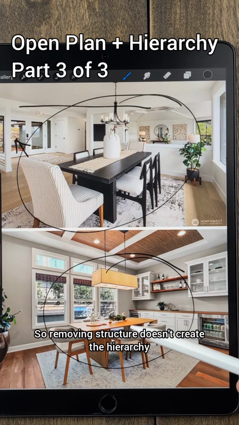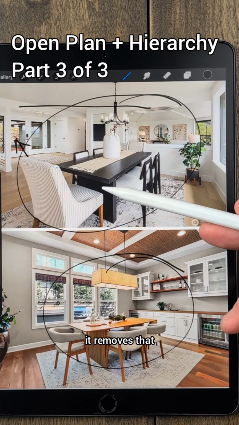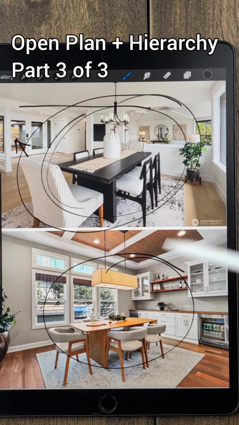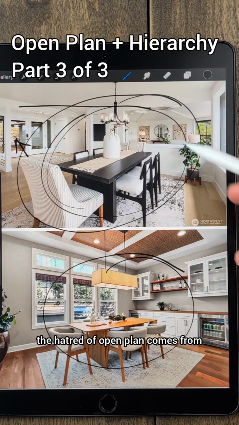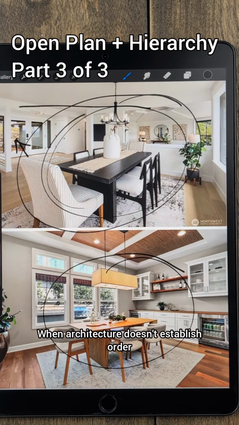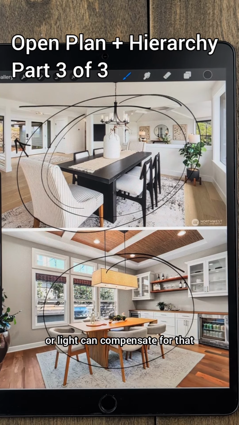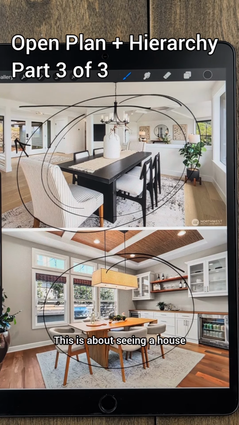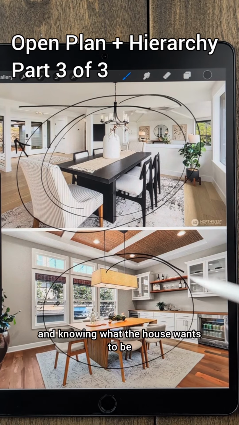So removing structure doesn't create the hierarchy, it removes it. And if you don't replace that, that's where the confusion, and I sometimes say the word hatred, of open plan comes from. It's just done incorrectly. When architecture doesn't establish order, no amount of view or light can compensate for that. This isn't about taste or style, and I'm not saying one is better than the other. This is about seeing a house and knowing what the house wants to be.